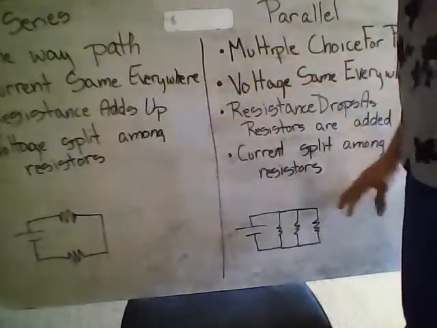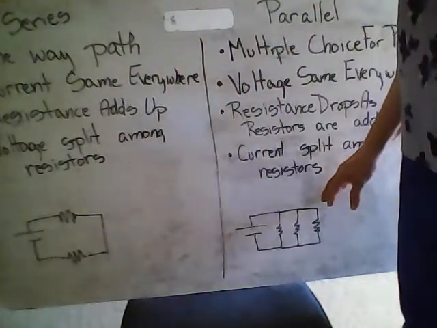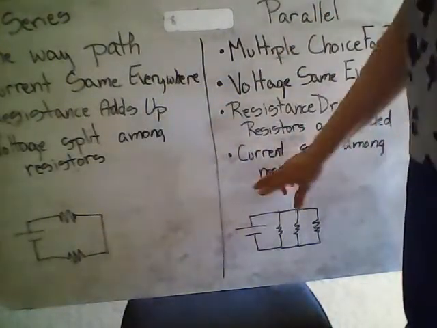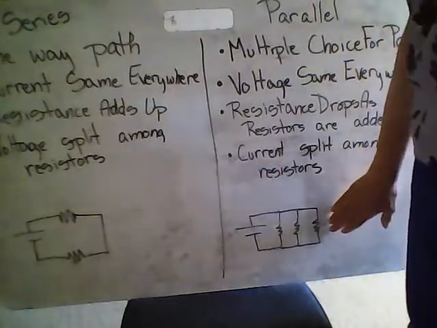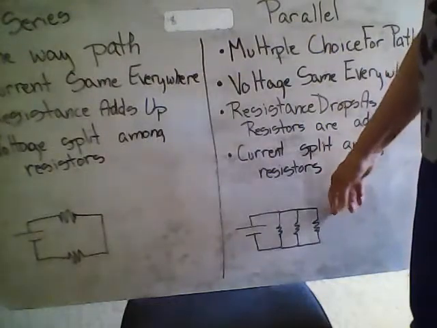All right, so it's the same. Current and resistance are inversely proportional, but here, when you add resistors, you're dropping resistance and you're increasing current.